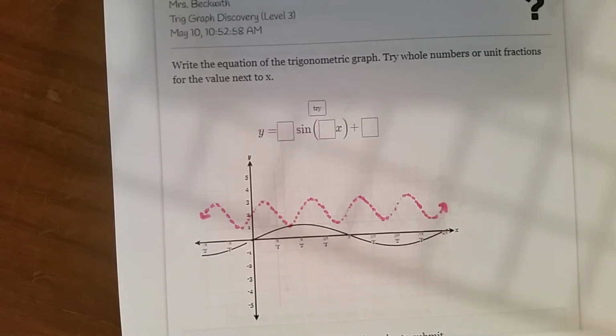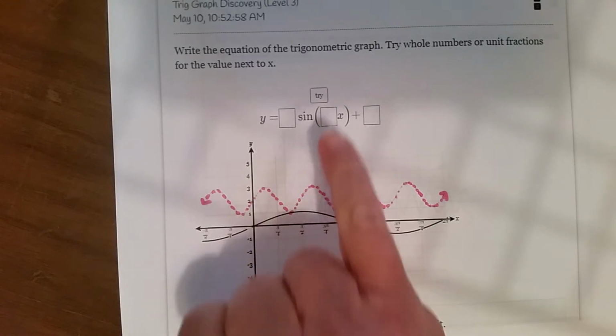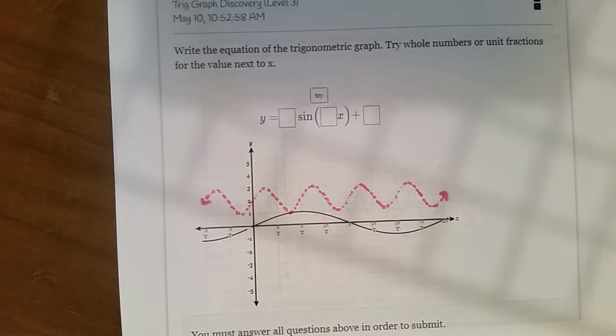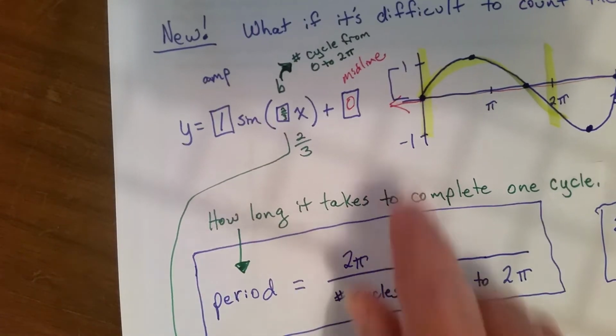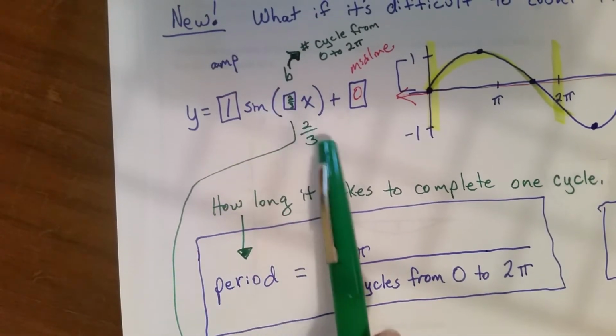There we go. Write the equation of the trig graph. Try whole numbers or unit fractions for the value next to x. So they're telling us this number right here is going to change, just like it did back here in our example. 2/3 was what went right there next to x.